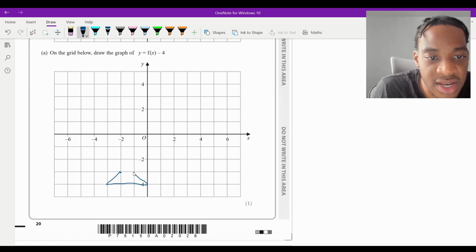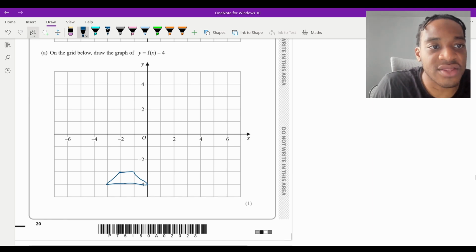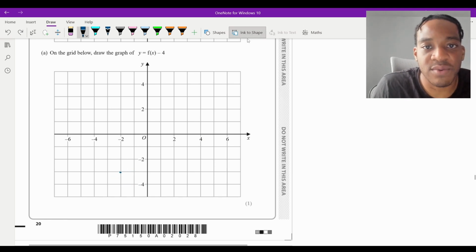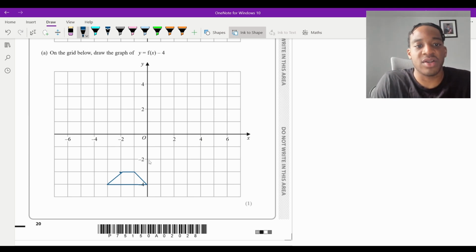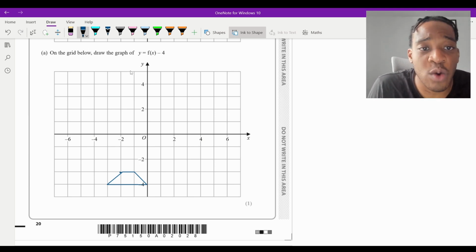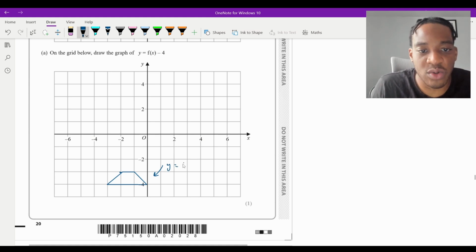That. That. Or to be fair, actually, I think I can use ink to shape on this. Let me try again. There. Does that work? Yeah, it does. That's perfect. Brilliant. And this would be where your new graph is. This graph here is y is equal to f of x minus 4. That will be your answer for part A.